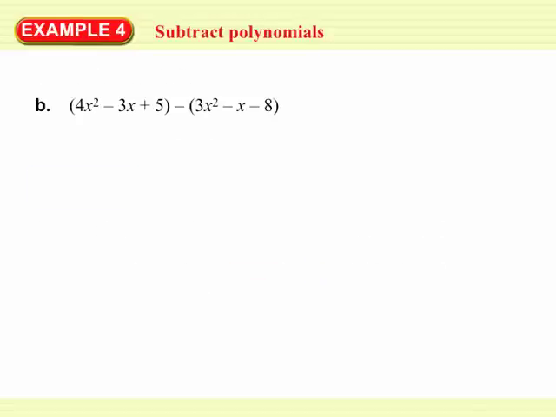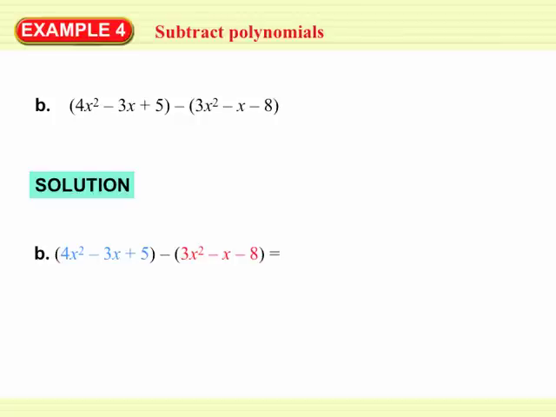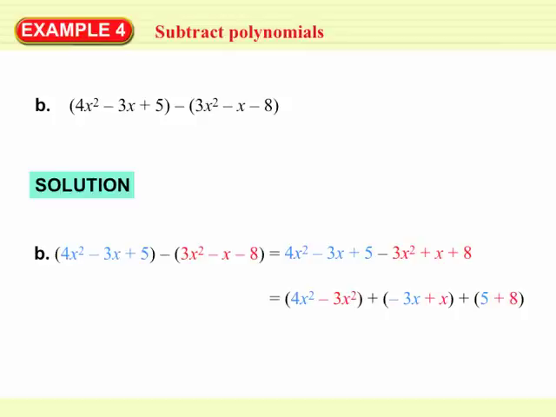I can also subtract polynomials using the horizontal format, but again, I need to be careful about my negative signs. In this case, again, I'm going to show the terms in the first polynomial in blue and the second polynomial in red. Notice what I've done here. I've removed the parentheses, and I've made each of the terms in the red polynomial, I've switched its sign. That's equivalent to distributing the negative sign. So I have minus 3x squared plus x plus 8. Now I can group together my like terms and combine like terms.